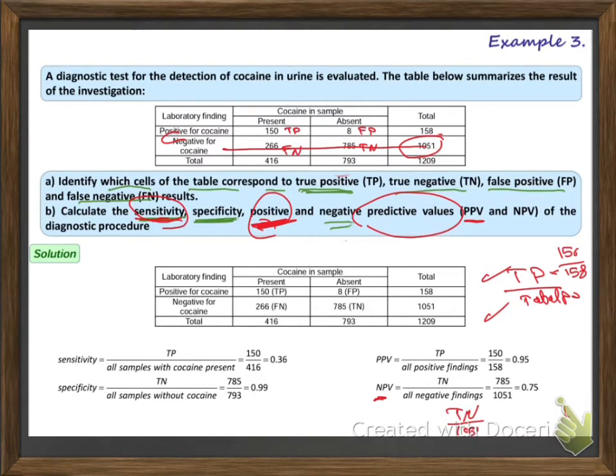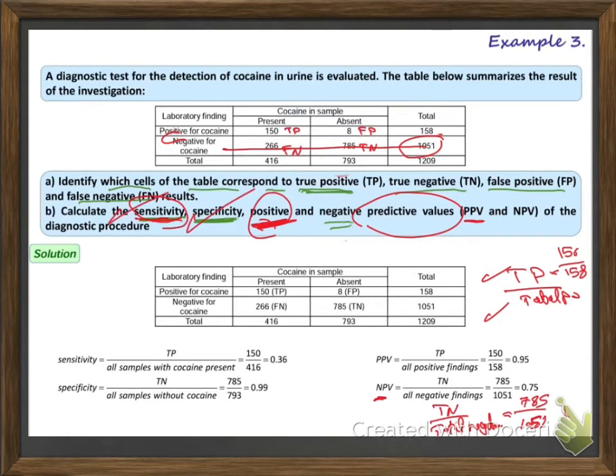Okay, so it will be true negative divided by the total, which is 1051. It will be equal to true negative, which is 785, divided by 1051. Actually, we should write it here as a formula, a notation, not numbers. So it will be true negative divided by the total negative. By calculating this true positive and true negative, we now know how to calculate the sensitivity.